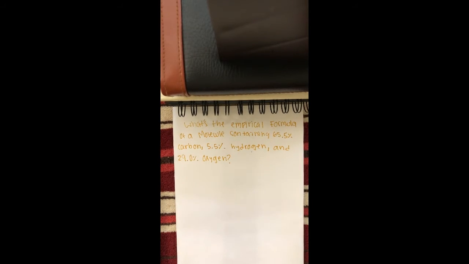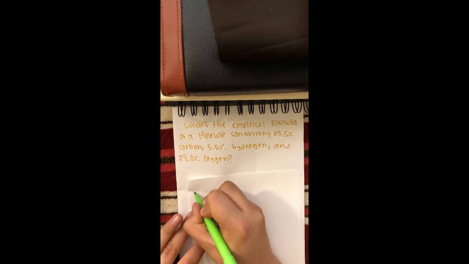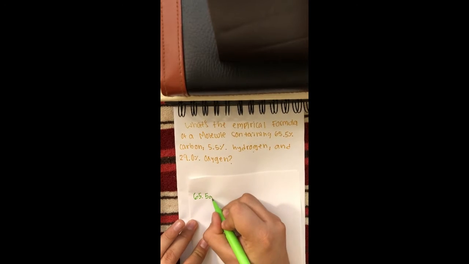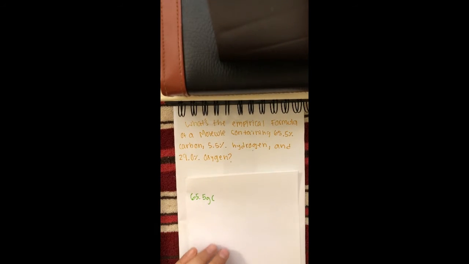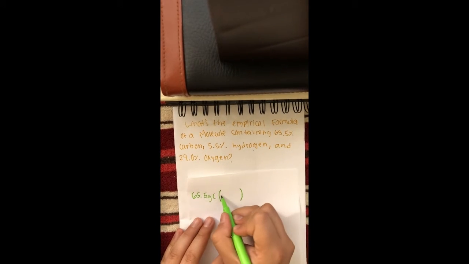So this is an example of a problem, and we're gonna try to solve it. Here it is saying that we have these percents, right? And in the steps it said that we must think that we have 100 grams, and how we're gonna solve it is gonna be like this. So we have 65.5% of carbon, so we're just gonna put 65.5 grams of carbon. That's how we're gonna write it. And then we're gonna do these parentheses.